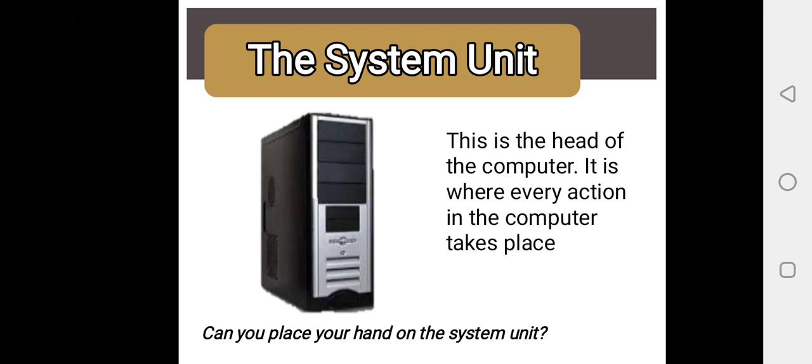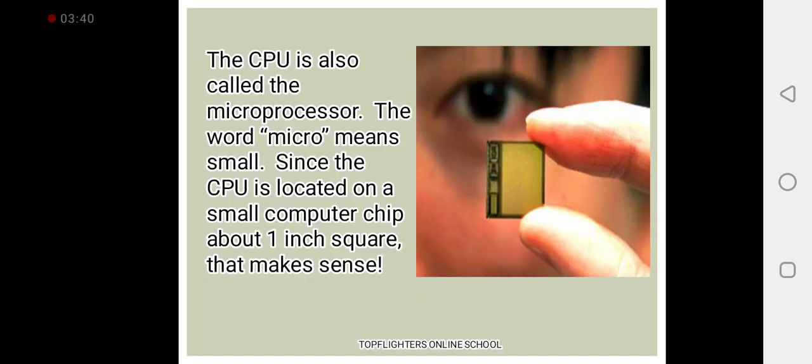Then we have the system unit. Now this is the powerhouse. It's the head of the computer. It is where every action in the computer takes place. Most people consider the system unit to be the CPU. No, it's quite different. The CPU can be found inside the system unit itself. It's a powerhouse and has so many components inside: the hard disk, the DVD-ROM, the motherboard, the CMOS battery. Then this is the CPU itself.